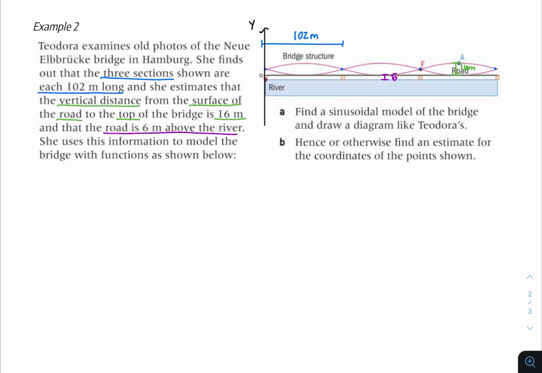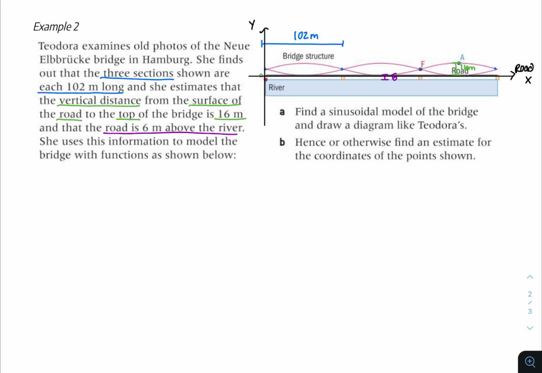And then you have a choice. You can either have the x-axis be the river itself, or you could have the x-axis be the road. Both are absolutely fine, but they're just going to differ a little bit in the equation that you create. I'm going to use the road as my x-axis.